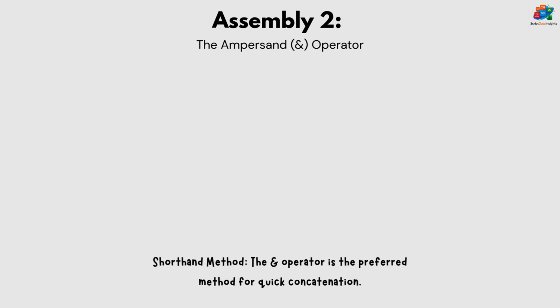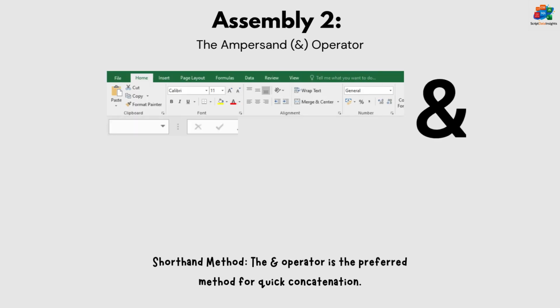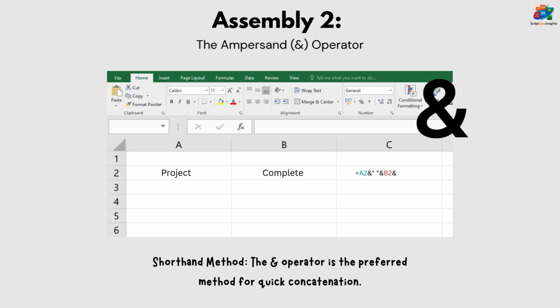For professional use, assembly 2, the ampersand operator, is the preferred shorthand method for quick concatenation. Instead of using a function name, you simply place the ampersand between the text pieces you want to join. The formula =A2&B2&"!" creates the final string, Project Complete!, by clearly combining cell references and punctuation enclosed in quotes.